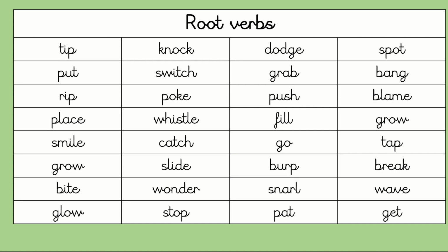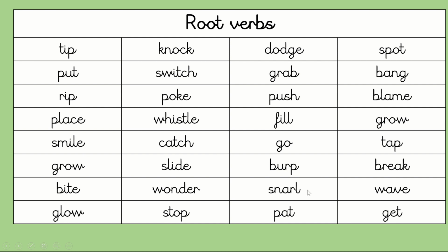Right, here are some root verbs. So let's have a look. We've got tip, put, rip, place, smile, grow, bite, glow. When something glows, it gives off light. Knock, switch, poke, whistle, catch, slide, wonder. I wonder. That's thinking. Stop, dodge, grab, push, fill, go, burp.